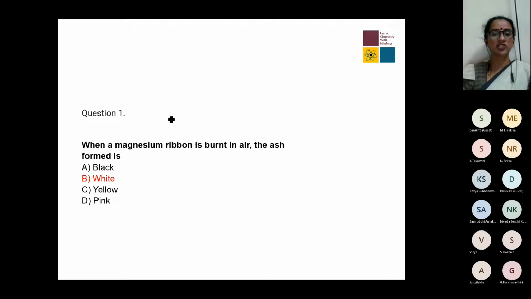All right, so when magnesium is burnt in air, this is what your reaction looks like. The compound that's formed at the end, which is magnesium oxide, is a whitish color. Therefore, when magnesium ribbon is burnt in air, the ash formed is white. Moving on to question 2.